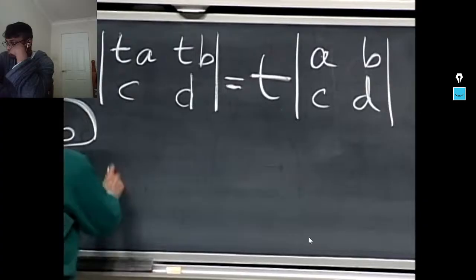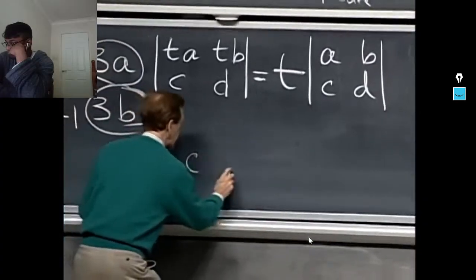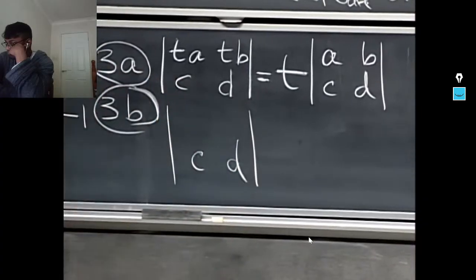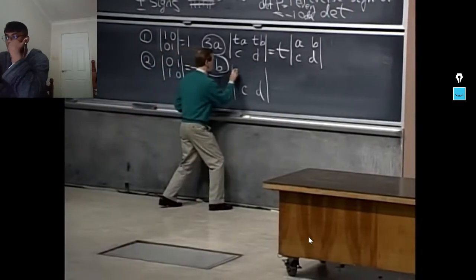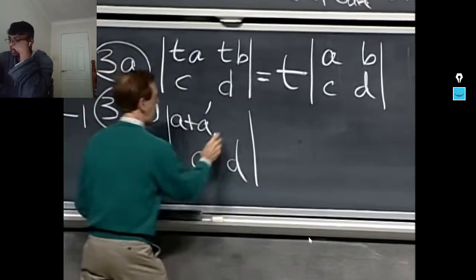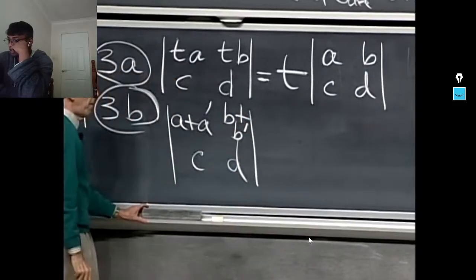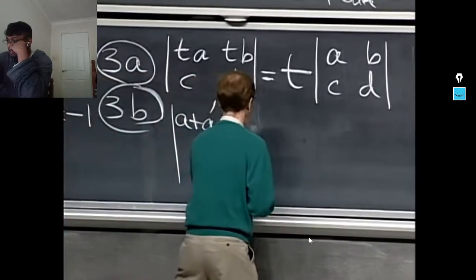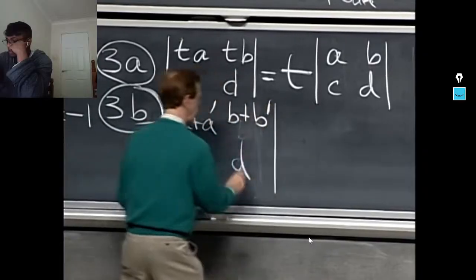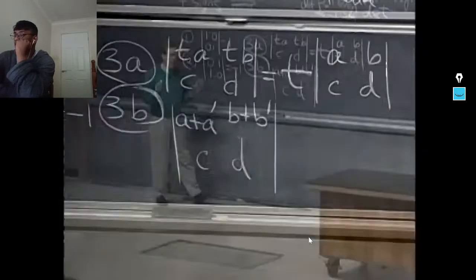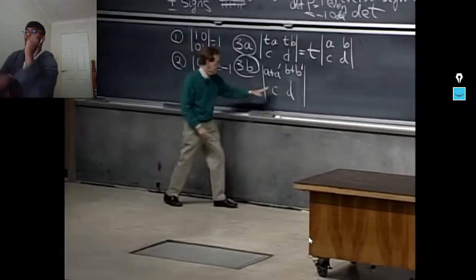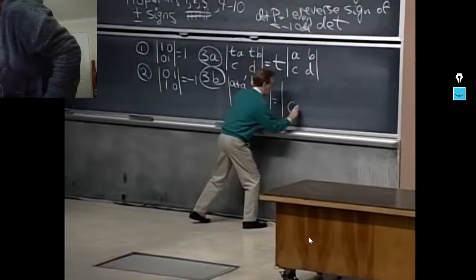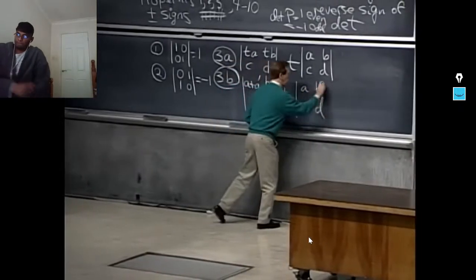And 3b is that if I'm always keeping the last n minus 1 rows all staying the same, and I'm just looking inside the first row, and I have an a plus a prime there, and a b plus b prime there. You see what I'm doing? This property and this property are about linear combinations of the first row only, leaving the other rows unchanged. Then this breaks up into the sum of this determinant and this one.